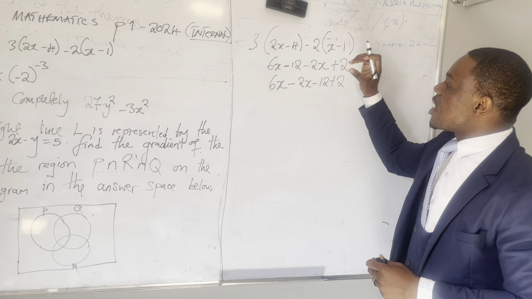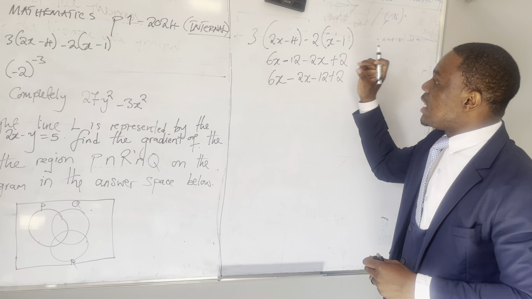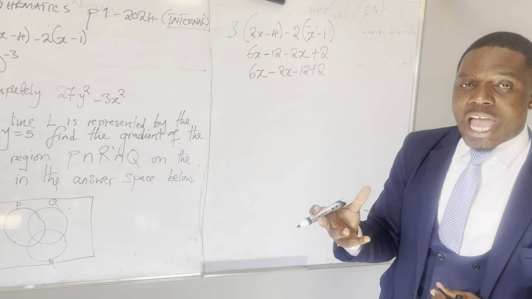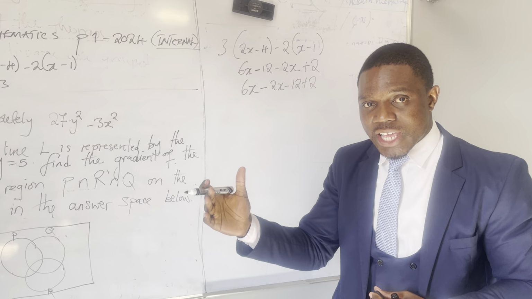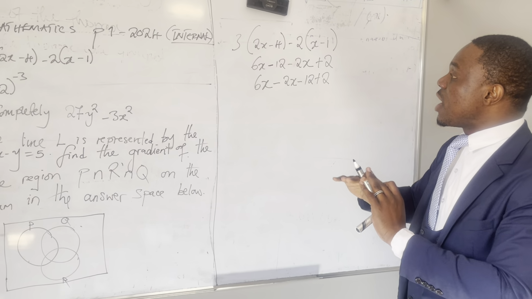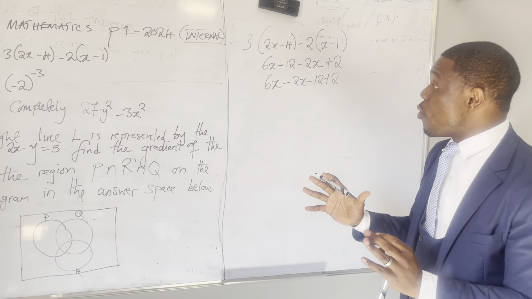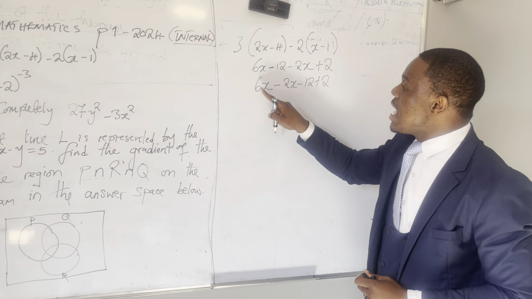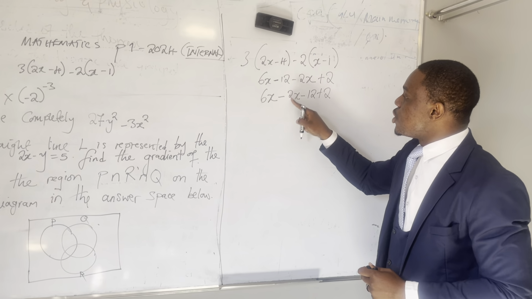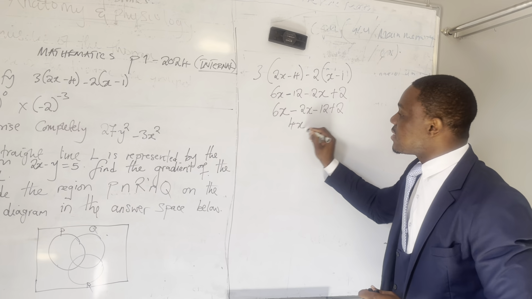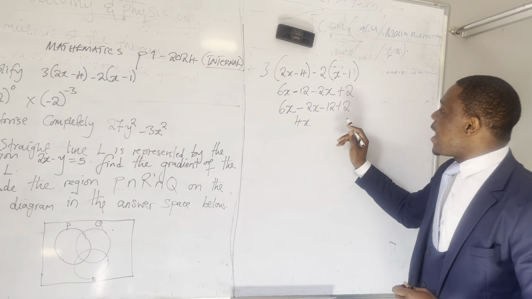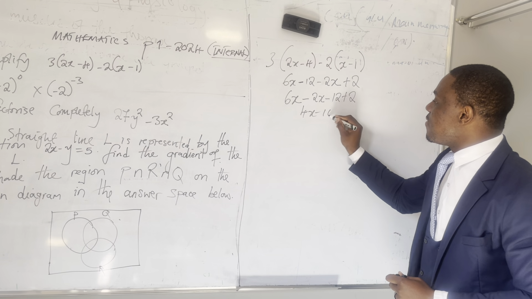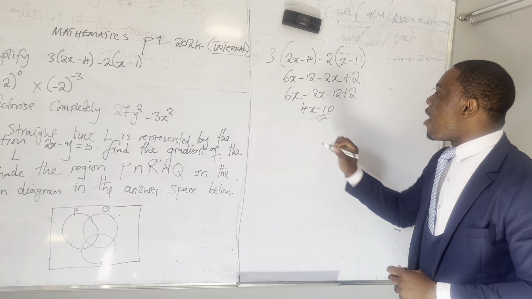So the signs do not change, because the sign can only change if that particular number has crossed the equal sign. In this case, we have just rearranged them. They have just moved. Since now we have the like terms, 6x minus 2x gives us 4x. Then negative 12 plus 2 is negative 10. Then that becomes our final answer.